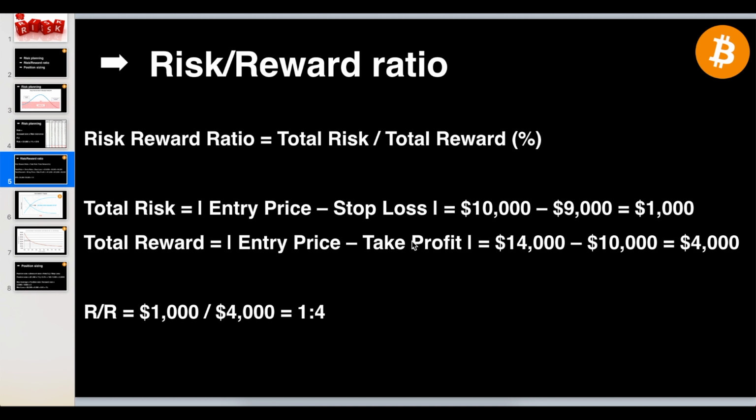Then the total reward is the entry price minus the take profit, again in absolute value, and since the take profit is higher for a long position, you would have, let's say, $14,000 minus $10,000, which is $4,000. This is your reward, and risk to reward will be $1,000 divided by $4,000, so 1 to 4. Sometimes it's expressed as reward to risk, so 4 to 1, but in any case, of course, the lower this ratio, the better the trade.